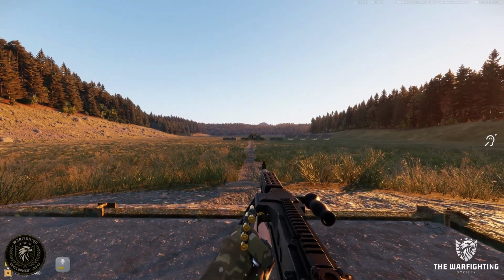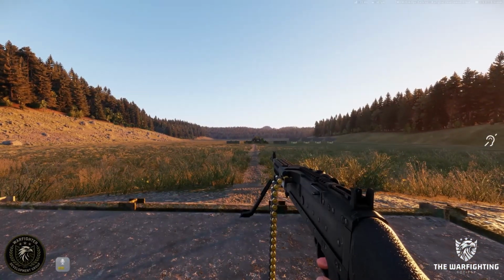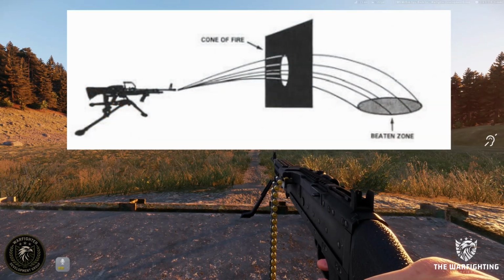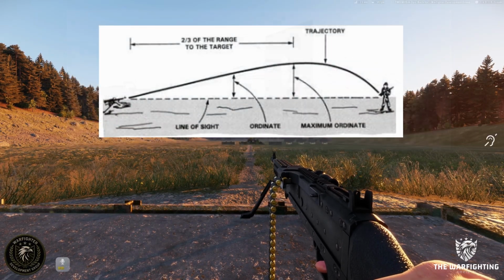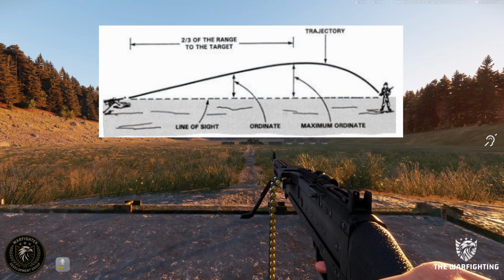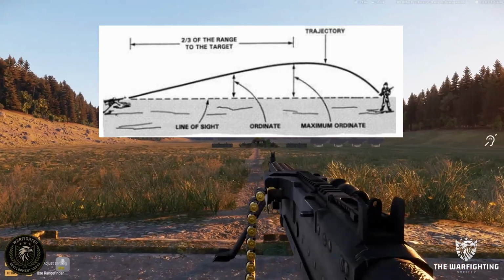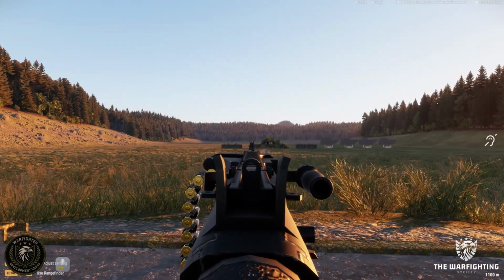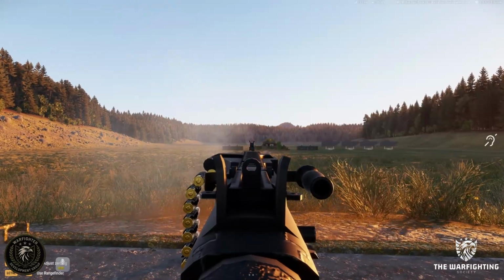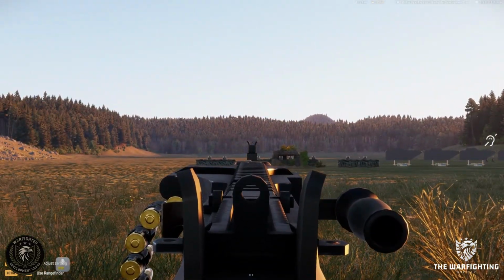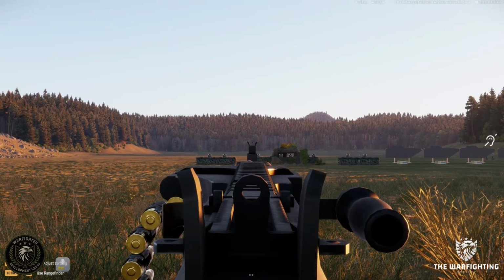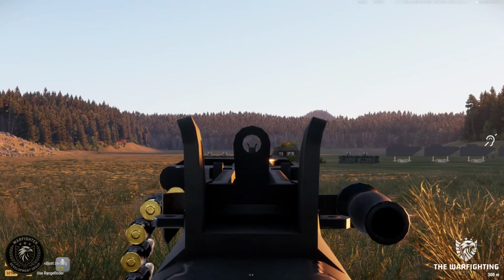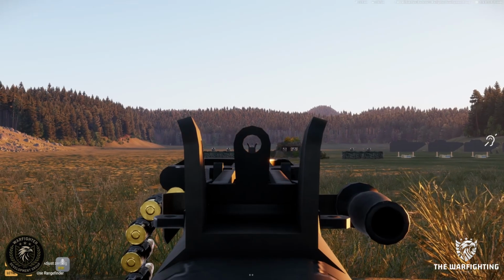So some things that we didn't include before are beaten zone and cone of fire. Both of these things are going to get a lot larger the further away we're shooting, and presumably so is our maximum ordinate. Maximum ordinate being the highest point above the ground that the round is going to go. So if I'm shooting way out of the tree line here, the maximum ordinate is about there. We'll call it 15 meters, maybe 30 meters above the ground, something like that. That terminology for our purposes isn't super important, but at least you know what it is.